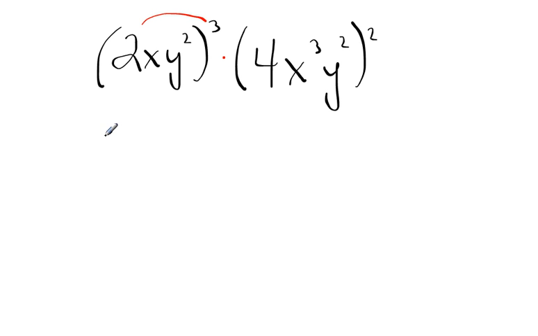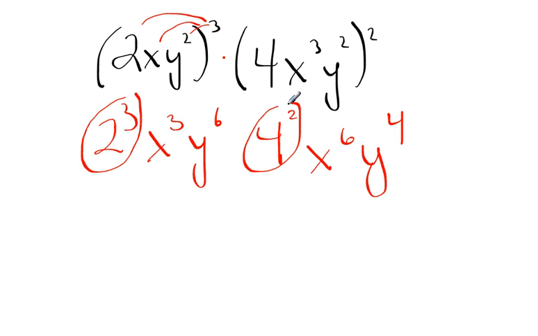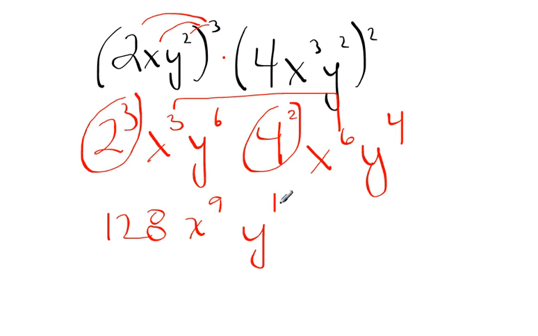So 2 cubed, x cubed, y to the sixth. Now the 4 is inside the parentheses, so the 4 is influenced by that power of 2. Like that. This is 8. This is 16. And 8 times 16 is 128. And then x to the ninth, y to the 10th. Just adding the powers.